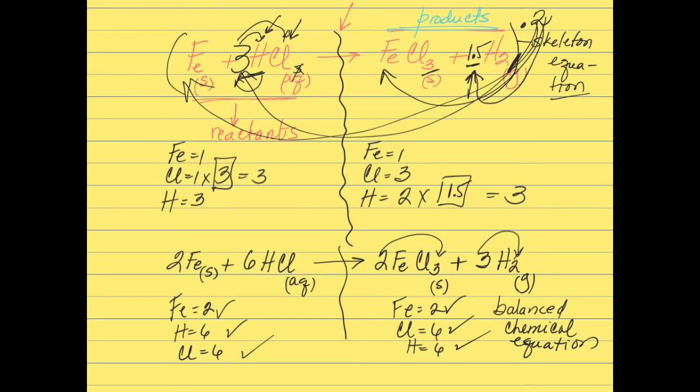Okay, one more time. Remember that when you have hydrogen, oxygen, nitrogen, and any other halogen as part of the products or the reactants in a chemical equation, you have to put the 2 over there as a subscript, because they are diatomic molecules. How are you going to read these balanced chemical equations? 2 moles of solid iron react with 6 moles of hydrochloric acid to produce 2 moles of iron 3 chloride plus 3 moles of hydrogen gas.